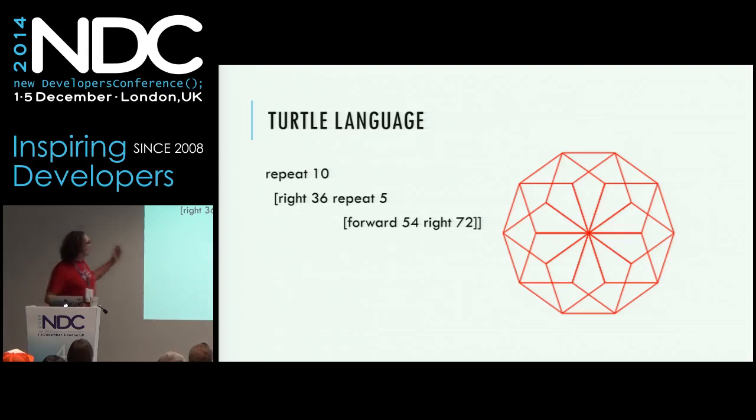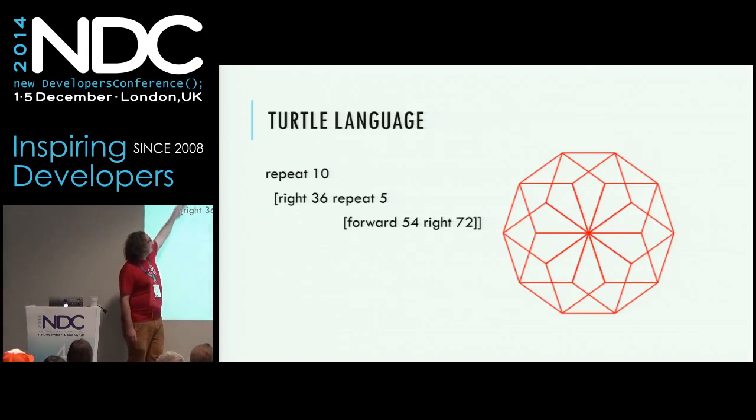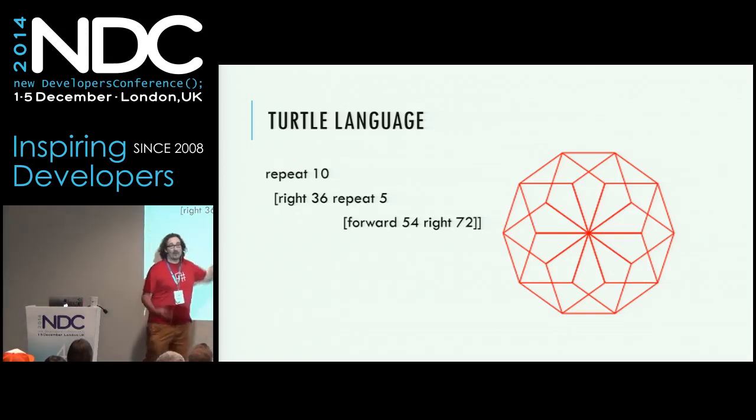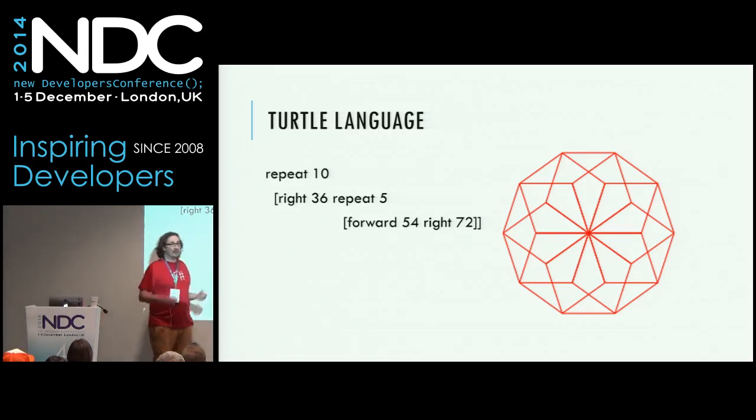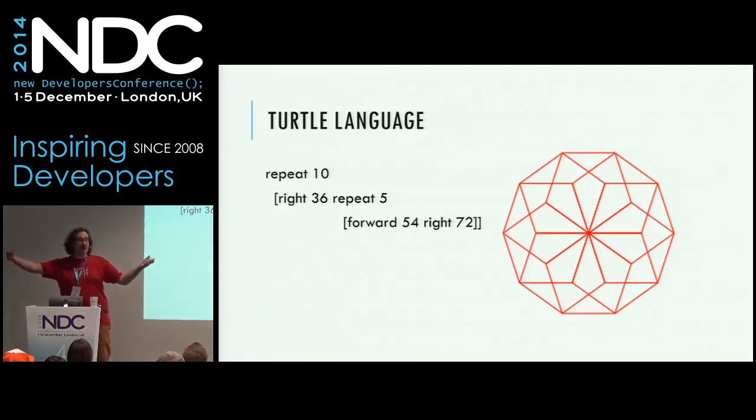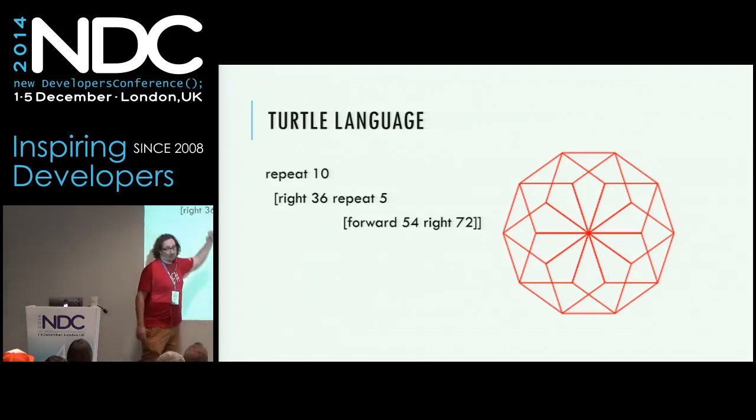So if we look at this language, we have a repeat command, right and forward. So we have very few things. And we have these blocks, okay? So if you were thinking C#, they would be curly braces. It's the same thing, right? And we don't have semicolons, we've just got white space.